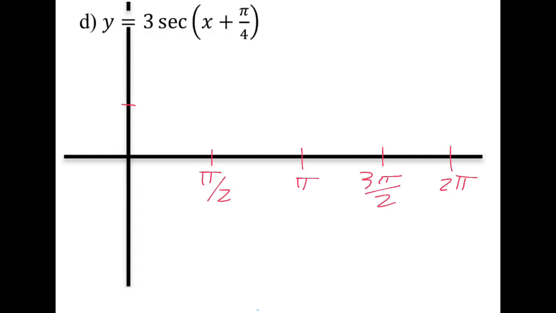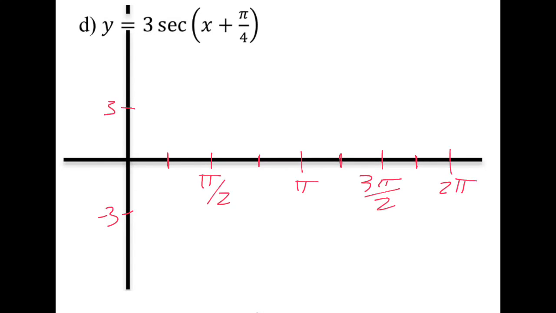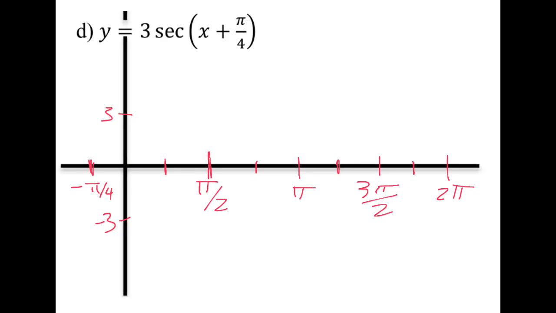My amplitude is 3, so I'm going to mark that, 3 and negative 3. And my phase shift is pi over 4 to the left. So I need to add increments in here to represent pi over 4s. So I get those right there, and so that would be negative pi over 4 right there. Okay, so we go big increments for pi over 2, and then the smaller tick marks for pi over 4.